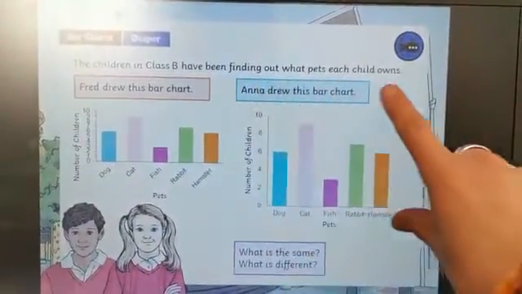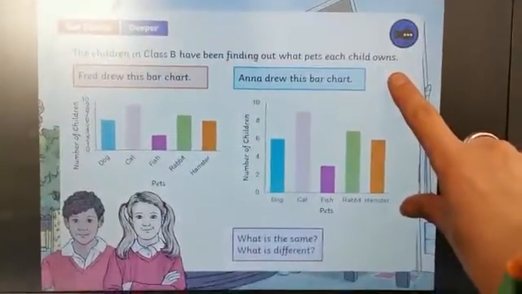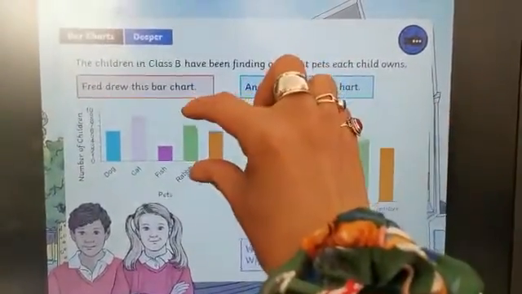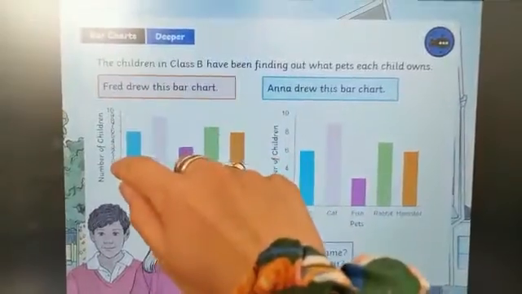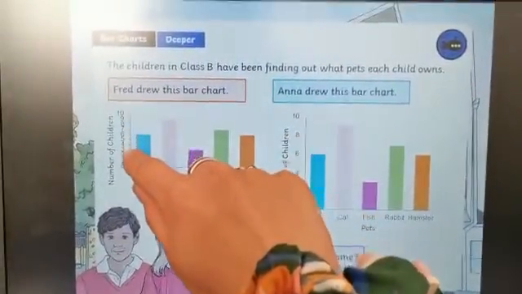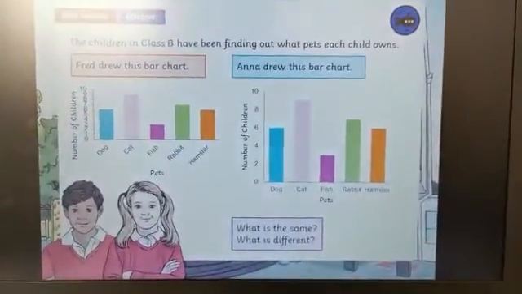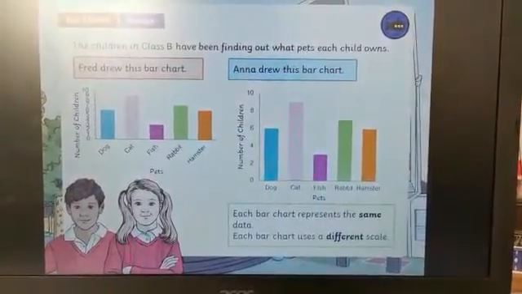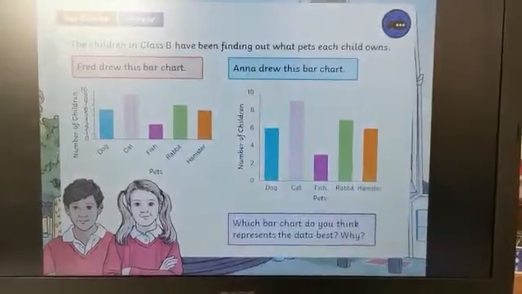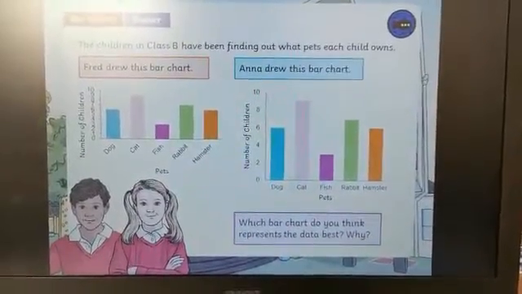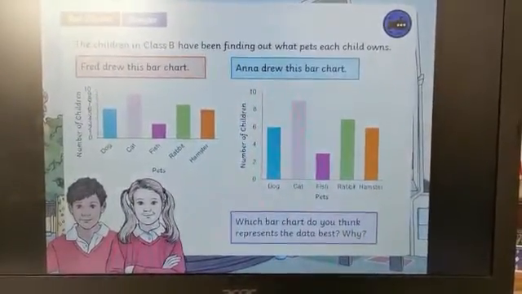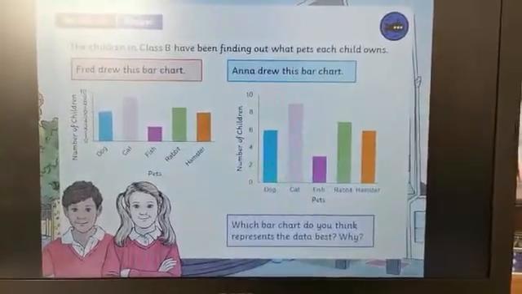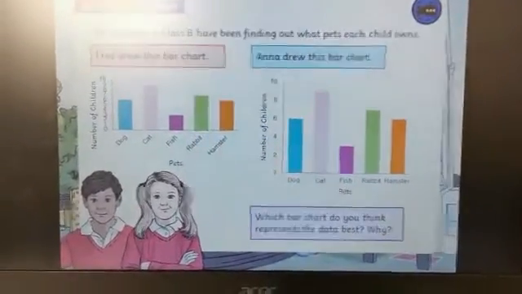Anna's is very large, it's spaced out, it's clear to read. Fred's is very small. And the scale, they're practically on top of each other there. It's quite difficult to read that accurately. And for that reason, I would say Anna's is the best representation of that data, just because it's a lot clearer to read.